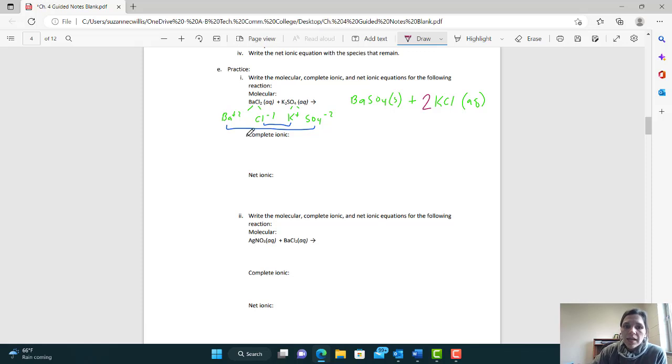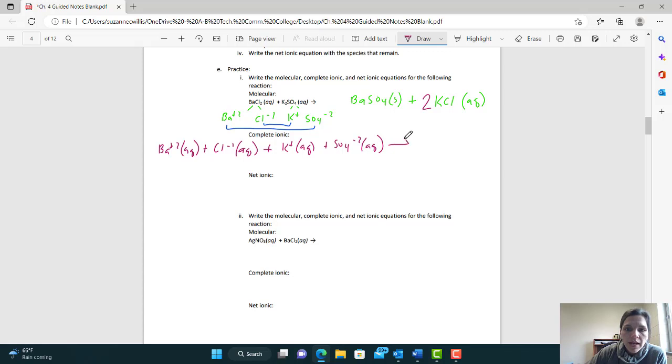The complete ionic is going to include everybody, right? So, 1 barium, aqueous ion. Does that make sense? Because he is floating around as an ion. Chloride, floating around as an ion. Potassium, floating around as an ion. And sulfate. Now let's look and see if we have the right number.